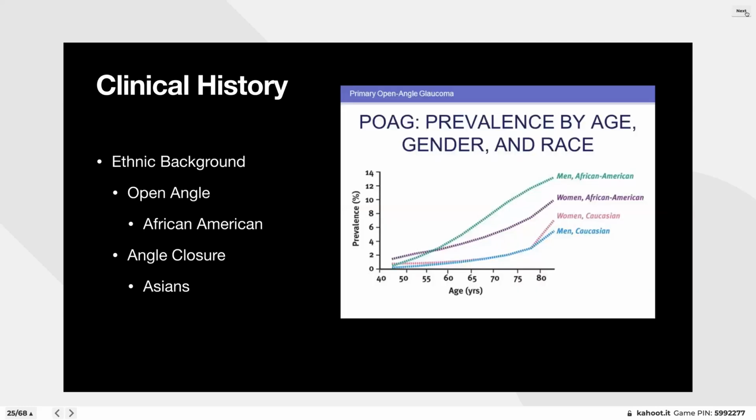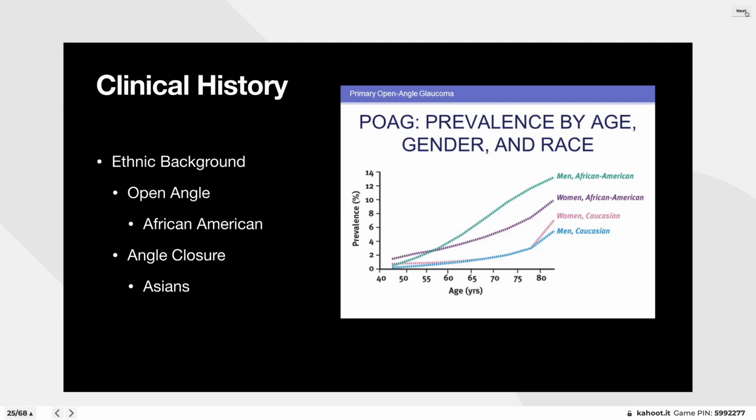All right, let's talk a bit about ethnic background and gender and race here. So as we mentioned here, if you compare the male African-Americans to the female African-Americans, the prevalence of glaucoma is significantly higher amongst male African-Americans, up to around 12% by age 80. So it's a very, very high amount and high percentage growth. Women, again, are closer to about 10%, which is much more than our Caucasian male and women, who have much lower prevalence rates.